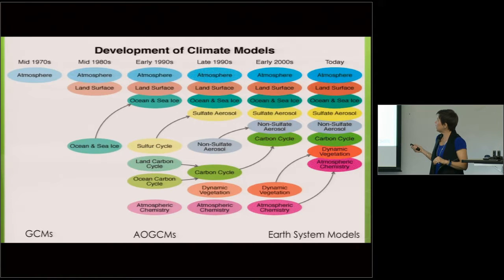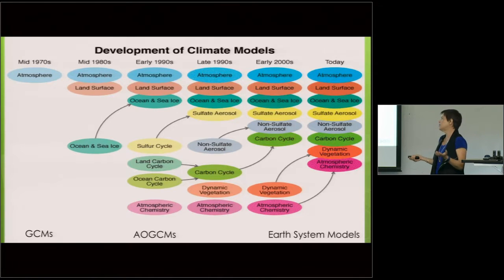So another way to look at how they've kind of come along is that they started out in the mid-70s and all they could model was the atmosphere. And then they started including the land surface. Remember, the reflectivity is important. And then they started adding in the ocean and the sea ice, which is also important. Then they started adding in the carbon cycle and aerosols and so on. So over the years, these climate models have gotten much more sophisticated.